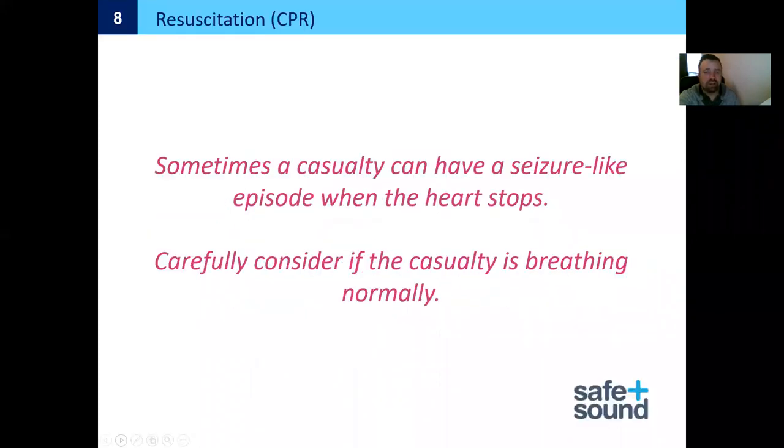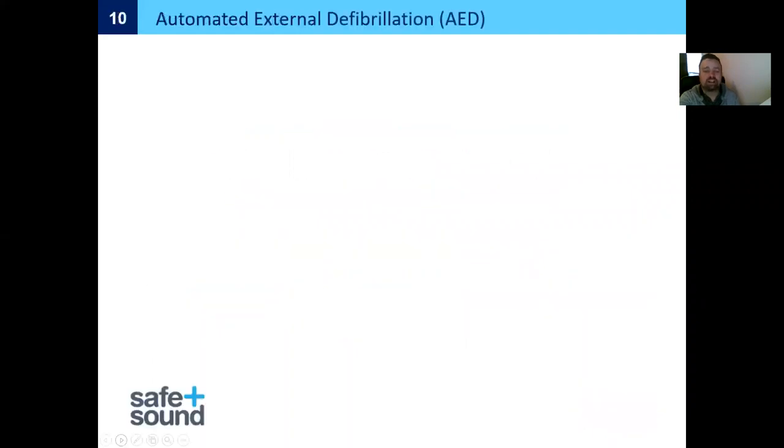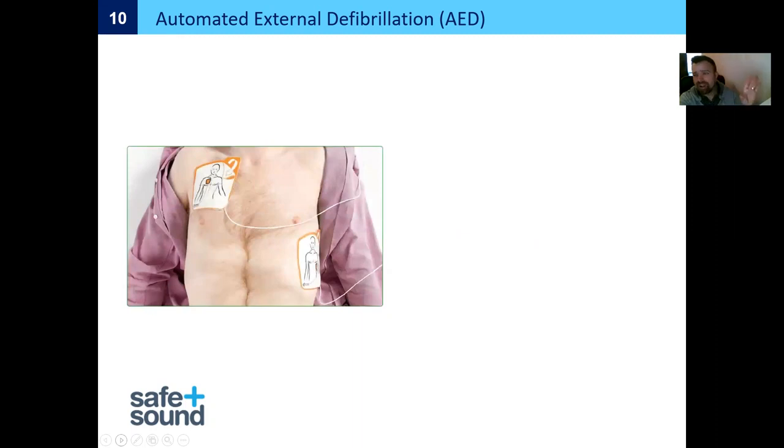So sometimes a casualty can have a seizure-like episode, and that's where their heart stops. Carefully consider whether the casualty is breathing normally. So this is a link, and again, we won't worry about that. I'll forward these links afterwards so you can have a look. It just shows what a seizure-like episode looks like. So again, it's useful to watch some of those examples of CPR, but you have got examples of CPR in the training sessions anyway.